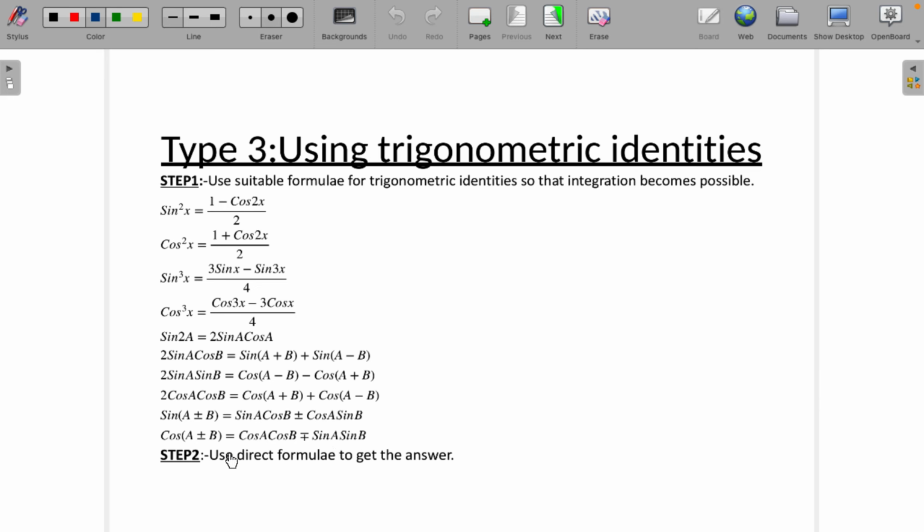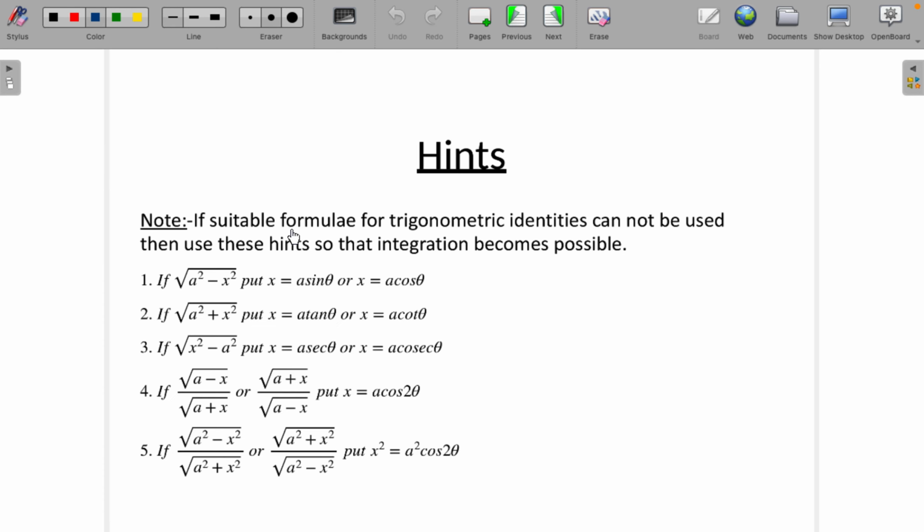And then step 2 is you will use the direct formula. Now it might happen that in some questions you will not be able to use trigonometric identities. Then what will you do? Then you will use these given hints so that the integration becomes possible. Now, what are the hints?